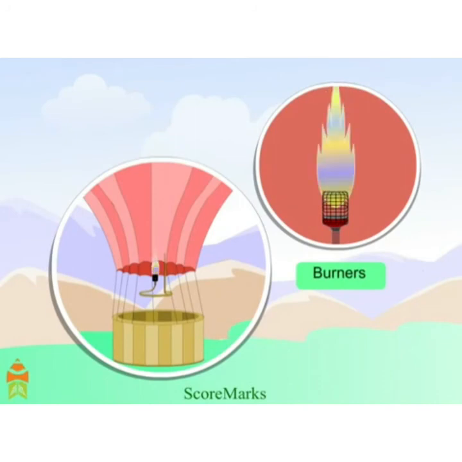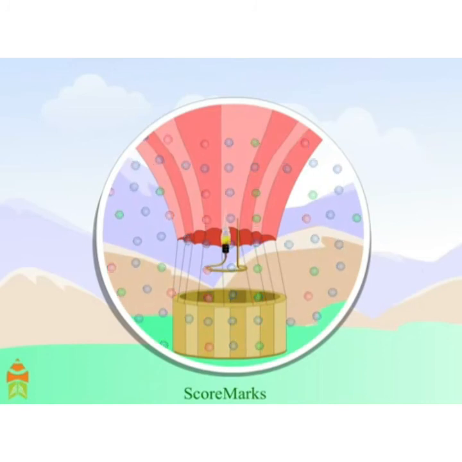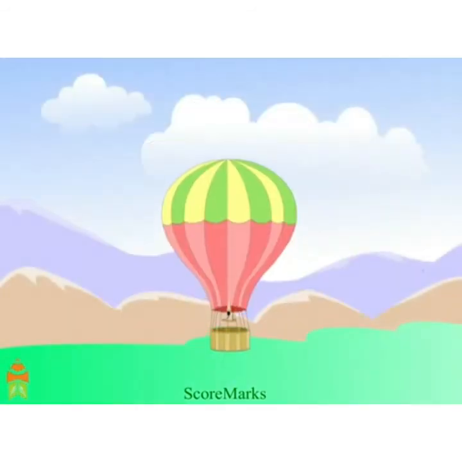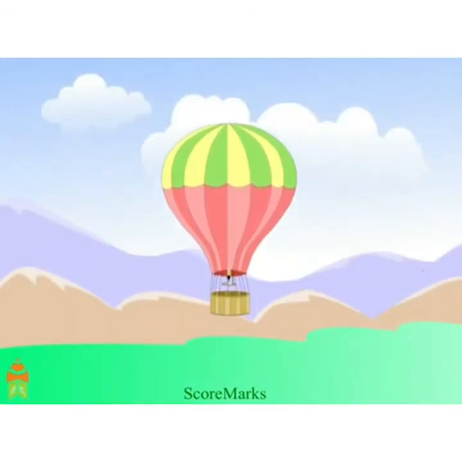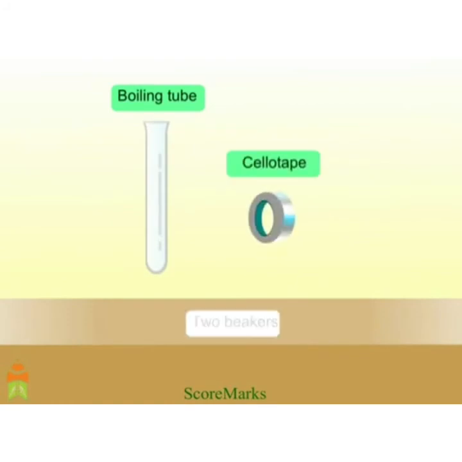Burners heat the air inside the balloon. Heating causes the air molecules to move faster, due to which the distance between the molecules increases. Consequently, air expands upon heating. Let's understand this phenomenon with an activity. Take a boiling tube, a cello tube, and two beakers.